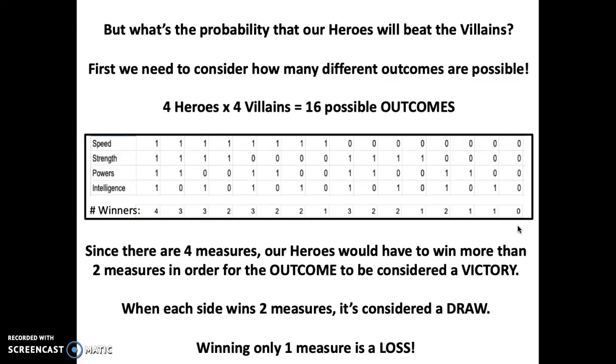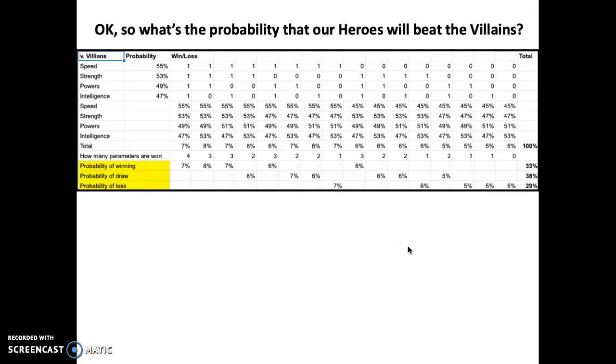Keep in mind that a team has to beat the other team by more than 2 measures in order to win. If each team wins 2 measures, then it's a draw, and if a team only wins 1 of the measures, then it loses. All clear? If so, let's proceed and calculate the probability of who wins, draws, or loses.